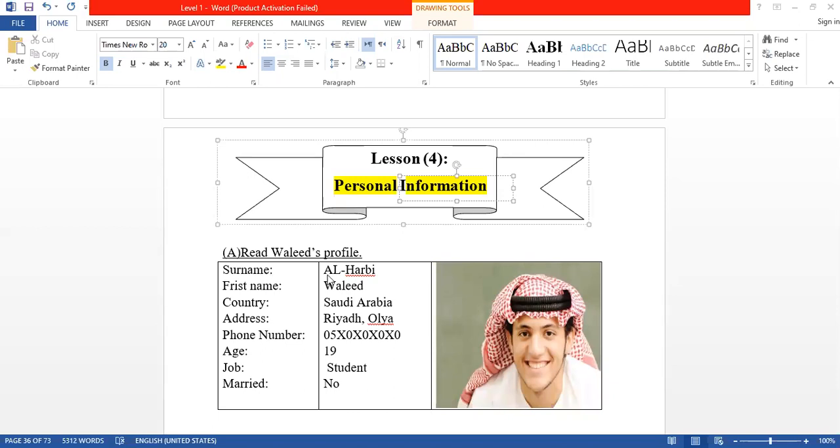So surname, Al-Harbi. First name, Waleed. Country, yes, country. Saudi Arabia. Address, yes.